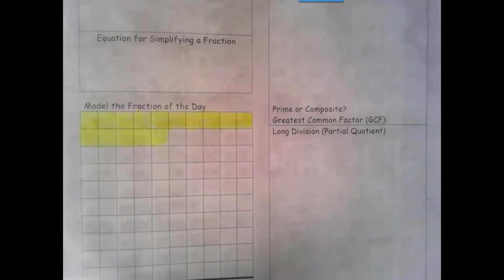All right, let's go ahead and write down our beginning fraction. We have a total of 180 school days, and we're on day 15.